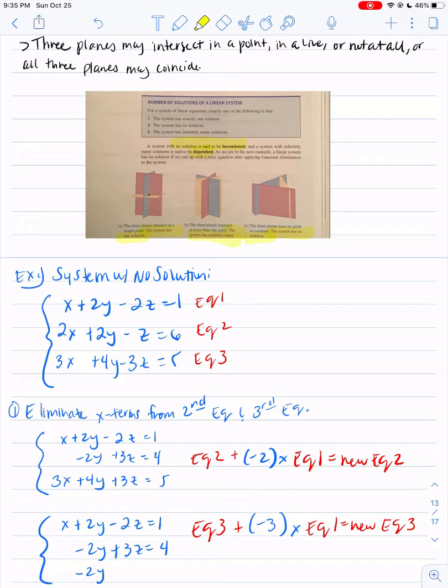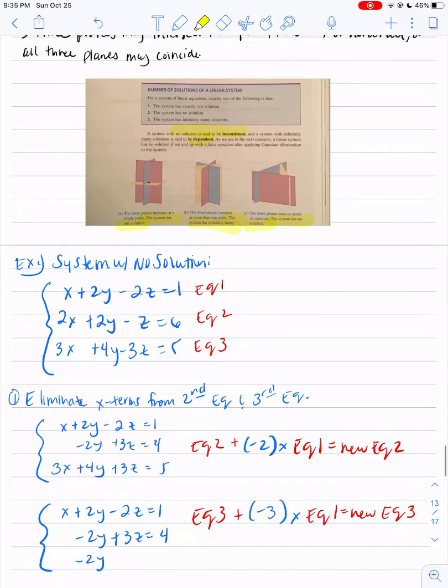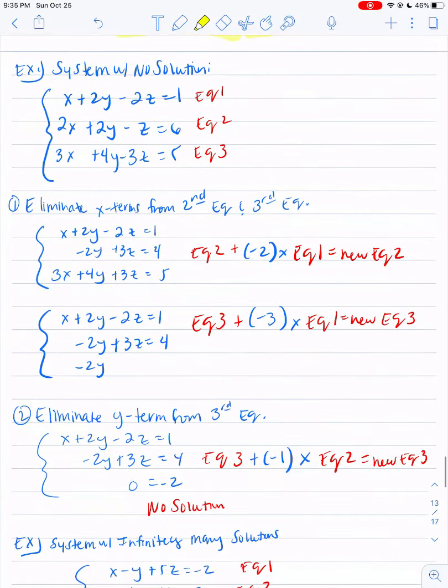And so we would know that there's no solution if we have a false equation after applying Gaussian elimination to the system. So let's go ahead and do that in this example. So I have a system with no solution, but we won't find that out until we solve it. So I have x plus 2y minus 2z equals 1, 2x plus 2y minus z equals 6, and 3x plus 4y minus 3z equals 5.